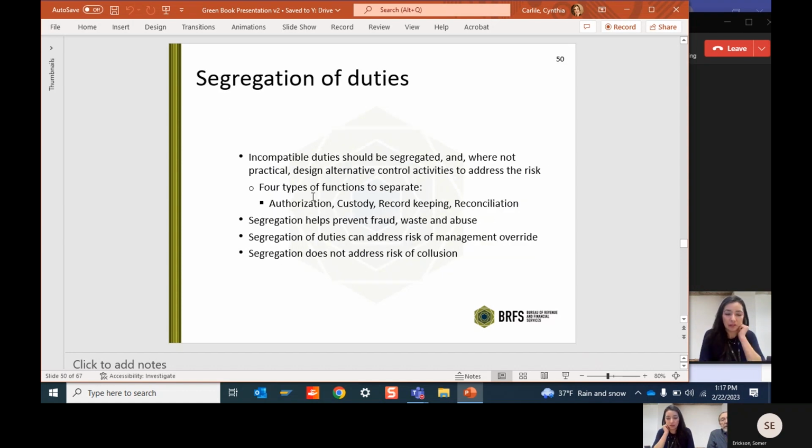Okay. So jumping into segregation of duties. Segregation of duties are incompatible duties that should be segregated, and where not practical, design an alternative control activity to address the risk. So the 4 different types of functions to separate are authorization, custody, record keeping, and reconciliation. By separating these 4 functions, you help prevent fraud, waste, and abuse.